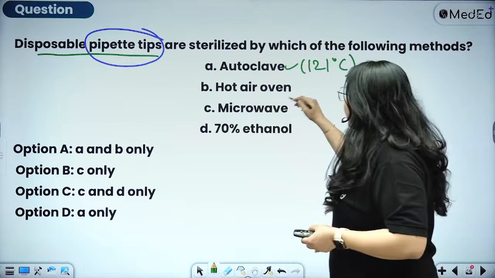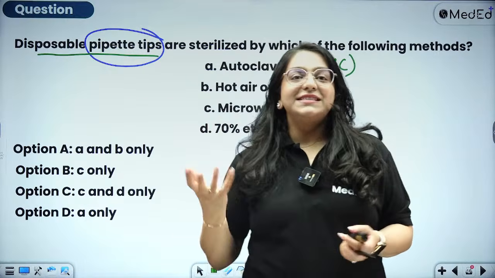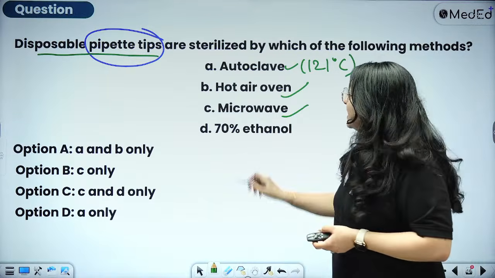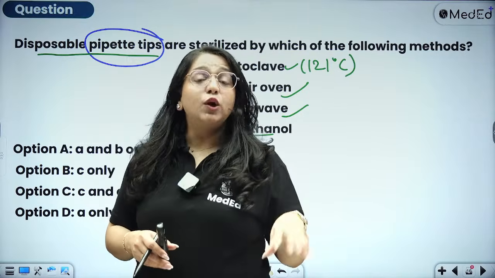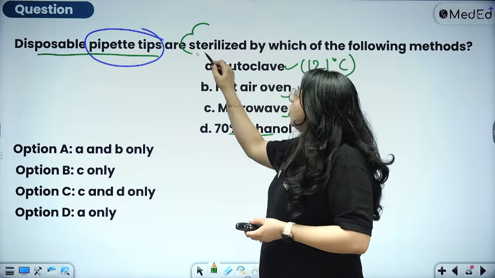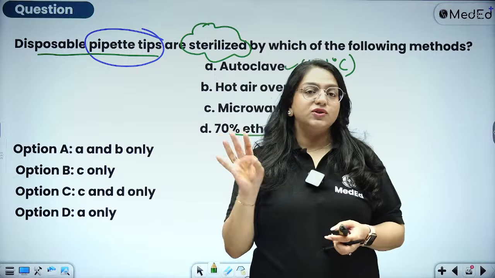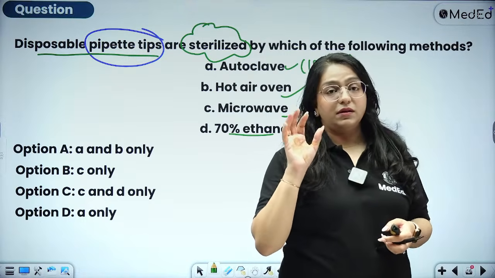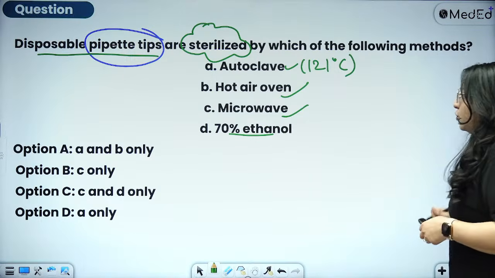Hot air oven, definitely not. This is also 100 degrees Celsius. How can you put plastic inside an oven? Even inside our homes, we don't. Microwave, definitely not. We cannot microwave. 70% ethanol is a low level disinfectant, and a low level disinfectant will anyways not achieve sterilization. Okay. So this INI CET, I believe there is definitely going to be a question from disinfection and sterilization. It is highly likely that this year sterilization disinfection is going to get asked.